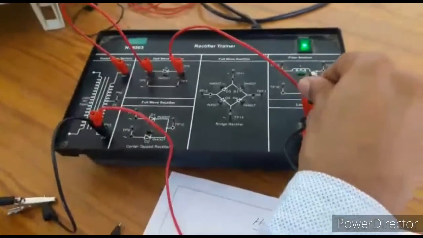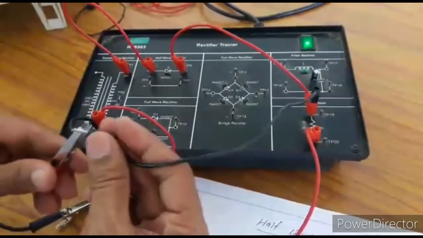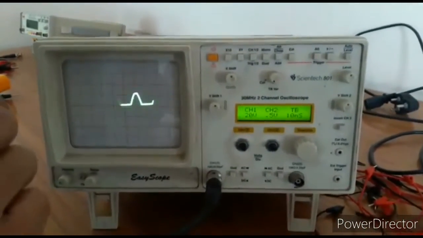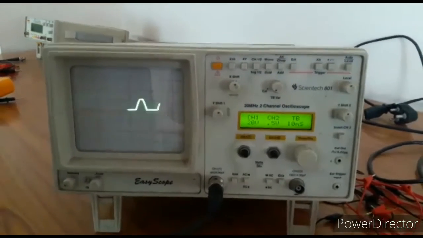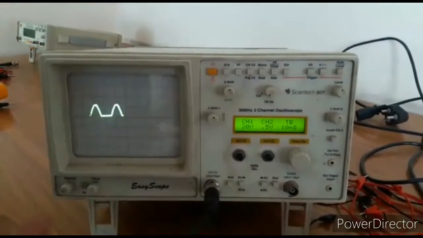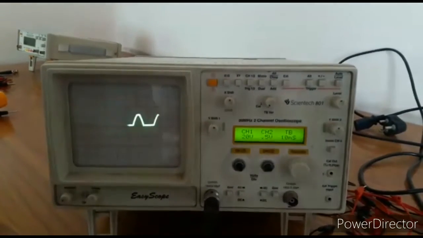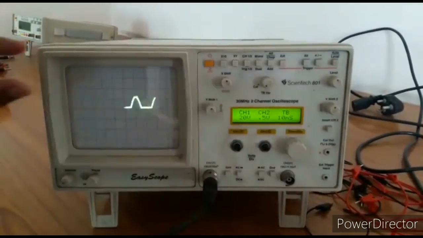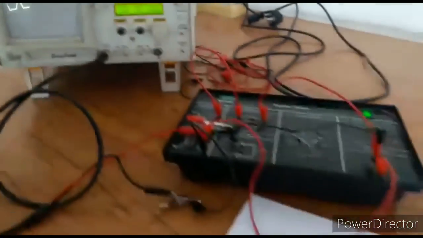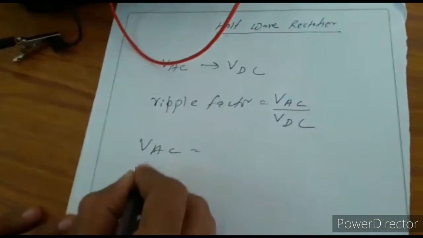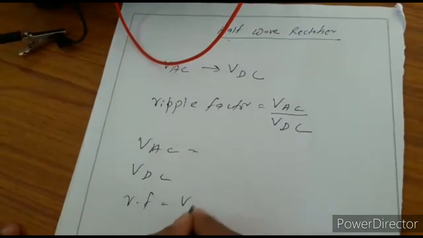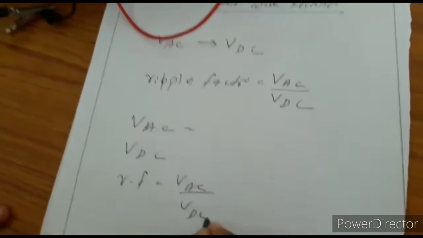And now we will take its output waveform on the CRO. So we will see that it is in pulsating form. It is called half-wave rectification of the input signal. So we have seen that our input was a sinusoidal waveform and the output is in pulsating form. So we can calculate its VDC from here. After calculating VAC, we know VDC, this is our VDC. So we can calculate the ripple factor, VAC upon VDC.